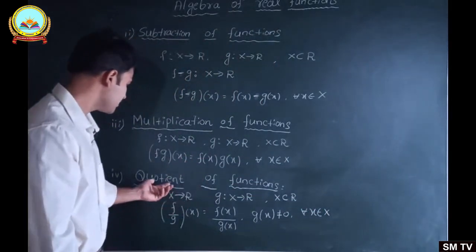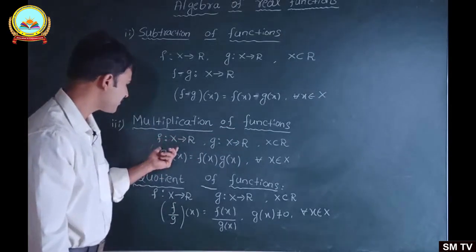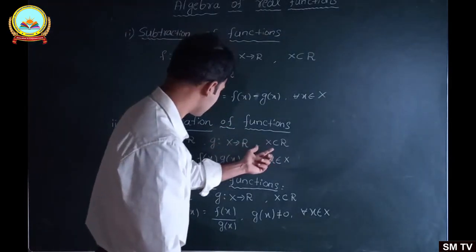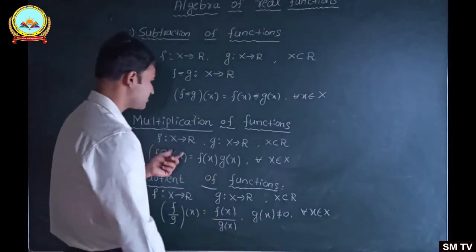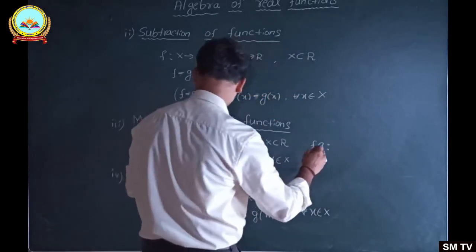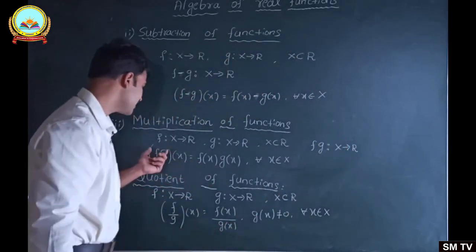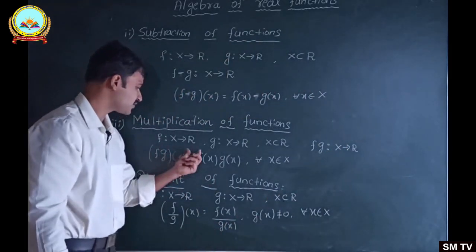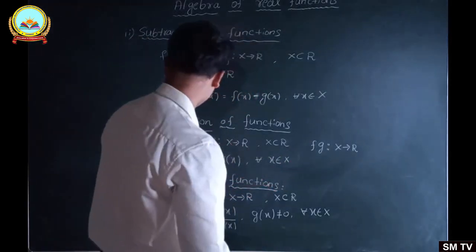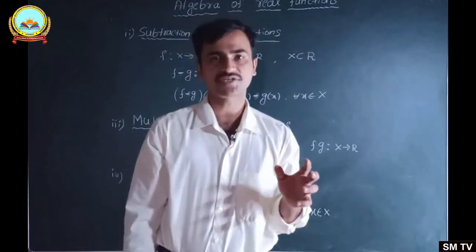In the same manner, we can define multiplication and also the quotient or division. Multiplication of two functions can be defined as follows: if f is a function from X to R, g is a function from X to R, and X is a subset of R, then f into g will be a function from X to R defined by (f into g)(x) equals f(x) into g(x) for all x belonging to capital X, that is, the domain.